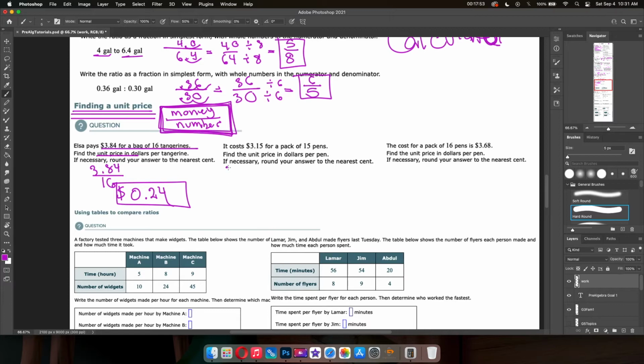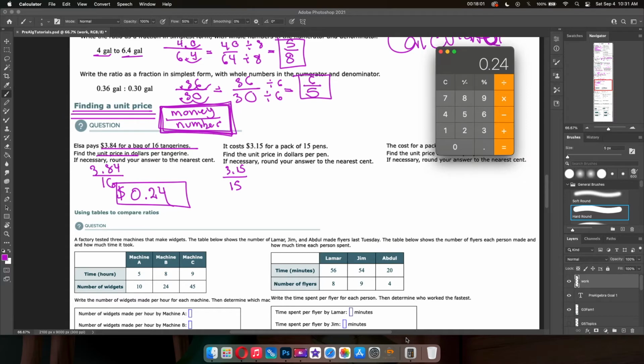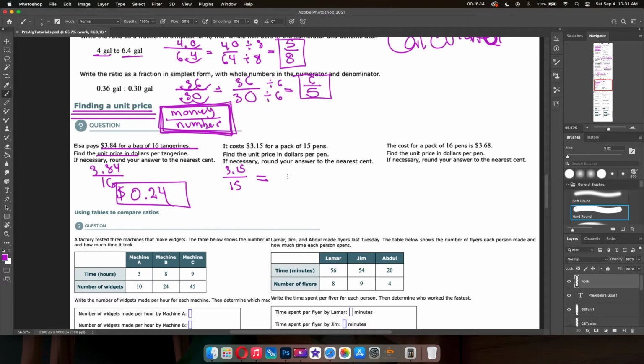Same thing again. We have that 3.15. That's the money, so it goes on top. The 15 pence goes on bottom. So now we're going to clear, and we're going to do 3.15 divided by 15, enter, 0.21. So our answer here is going to be 0.21, rounding to the nearest cent.